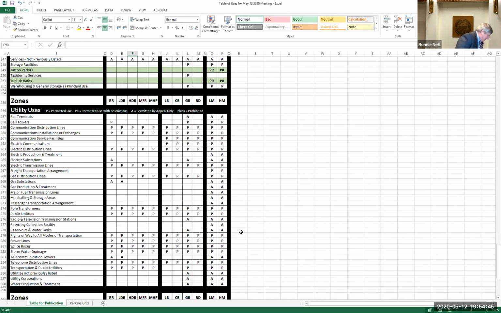Stormwater drainage sounds kind of funny to me in there too. Yeah. I think this list could be shortened quite a bit. Utilities not previously listed sounds like a real good catch-all.